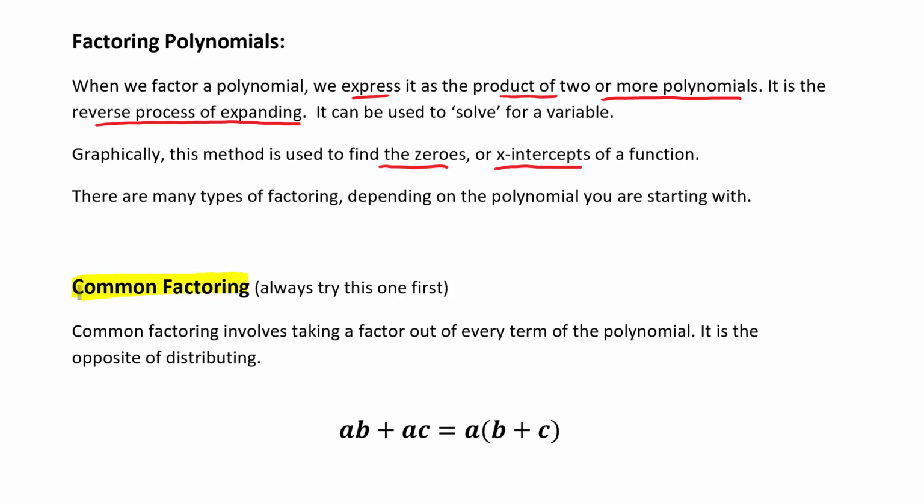The first one is called common factoring. You always need to try this first. Let me repeat that. When trying to factor a polynomial, always try and pull out a common factor first. It's the easiest way to factor. Sometimes you look at an expression and it looks far too difficult to factor. But if you pull out a common factor, it makes it much easier. You will see that as we work through this lecture.